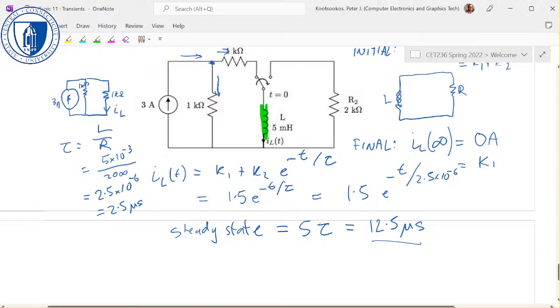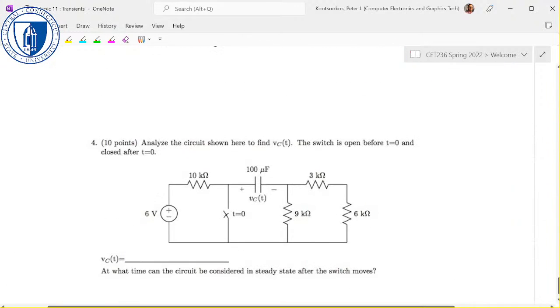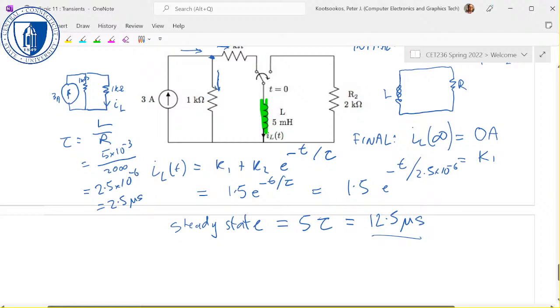Any questions about that? Well, it's about break time, so let's just make it a 10-minute break. And I'll do one more example, a capacitor example, when we come back. And I want to quickly talk about three phase as well. Okay?